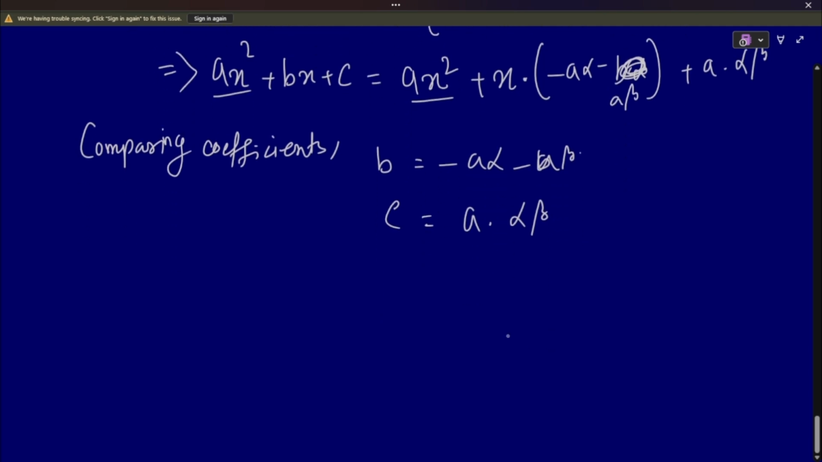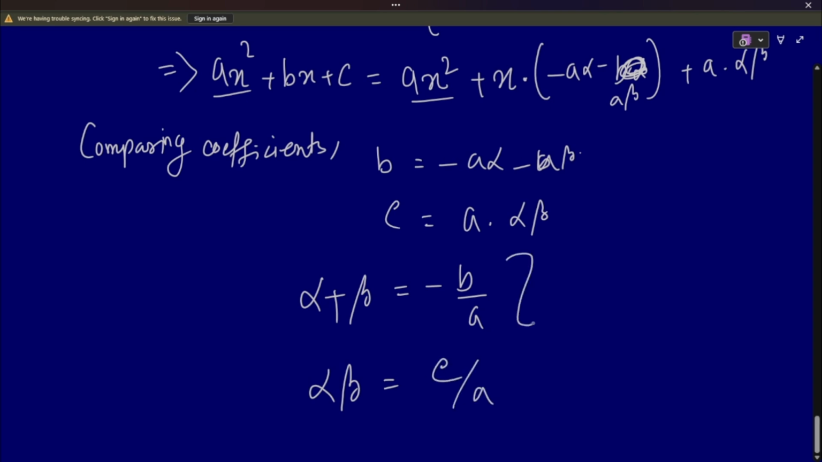From this, what we can get is this. From the first equation, you can see that if you divide by minus a on both sides, what you get is this: alpha plus beta is equal to minus b upon a. And from the second equation, you get alpha into beta is equal to c by a. These are the two relationships of the roots that we can get immediately from a quadratic equation. The sum of the roots is simply minus b upon a, and the product of the roots is c upon a.